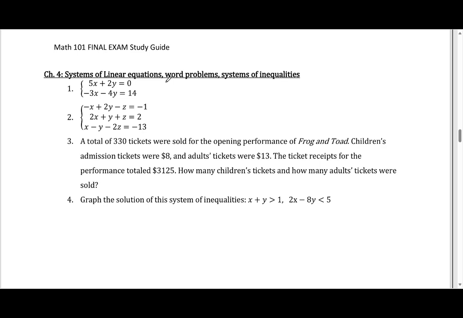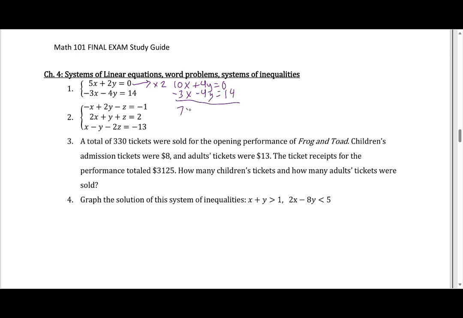So in number 1, we're going to use elimination or substitution. You could try to graph them and see how it goes. But I'm going to go ahead and use elimination. So I'm going to multiply this top one by 2. So that becomes now 10x plus 4y equals 2 times 0 is just still 0. And I'm going to keep the other one the same, and that way I can eliminate y. So I'm going to go ahead and then just add those together.